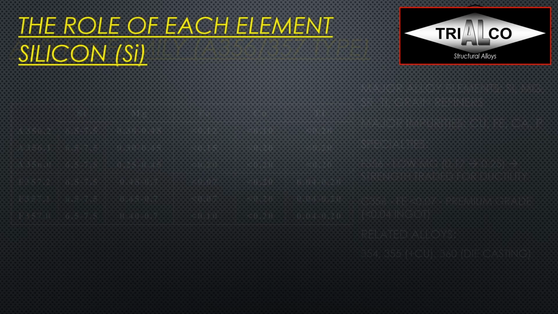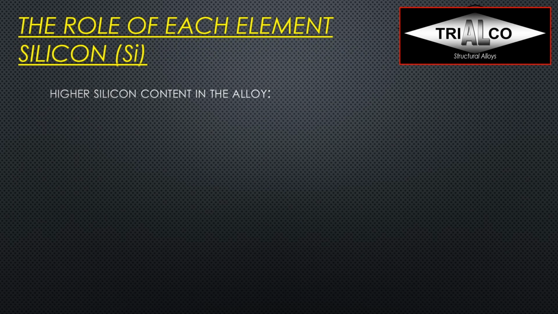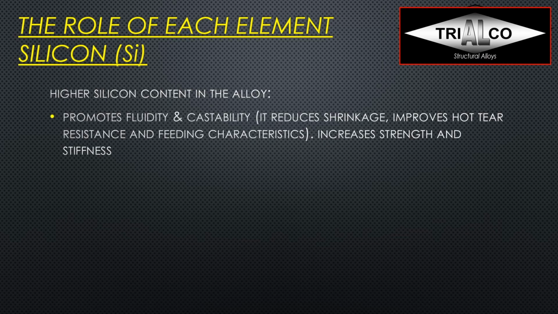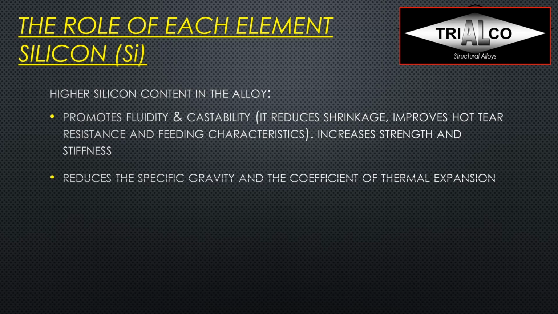So now let's have a look at the role of each element. And let's of course start with silicon, as it's the biggest alloying element in all foundry alloys. Higher silicon content in the alloy means it promotes fluidity and castability, it reduces shrinkage, it improves hot tear resistance and feeding characteristics. It also increases strength and stiffness even on its own. It reduces the specific gravity and the coefficient of thermal expansion.